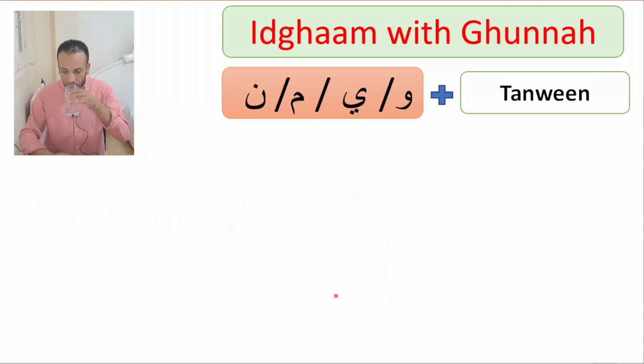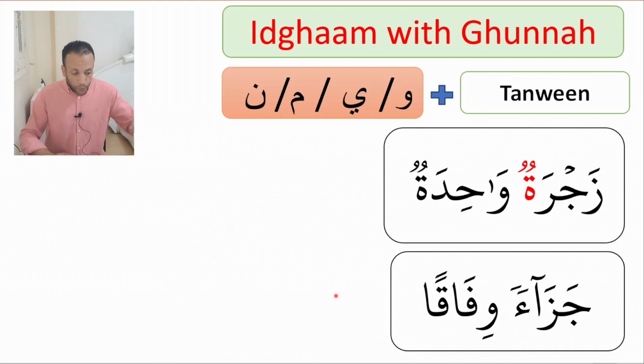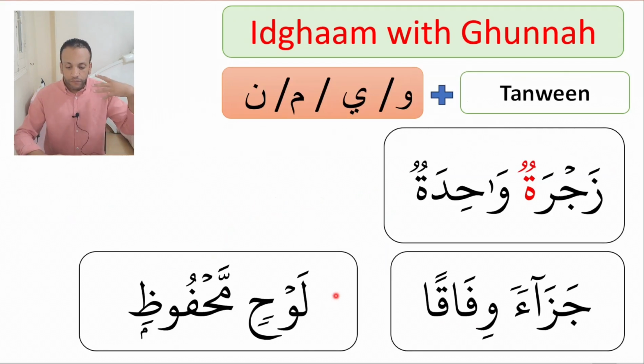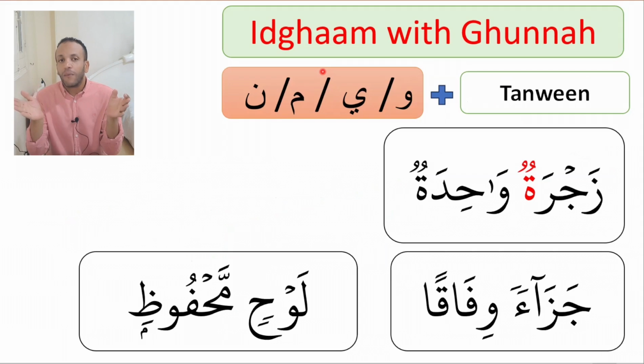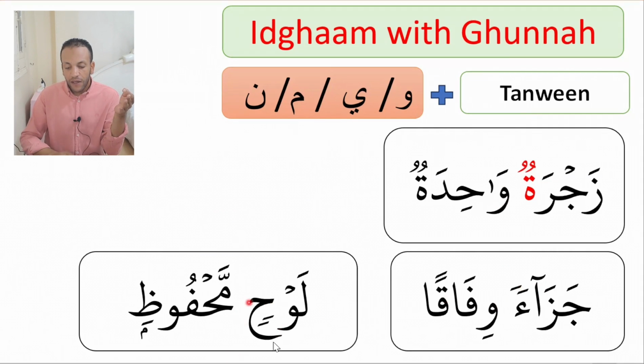What do we have more? Just to know that this Idgham, in general, will be applied with all three sections of Tanween. So here above, we have Tanween Dhamma, here Tanween Fatha, and here the last section is Tanween Kasra. We apply this rule with all three sections of Tanween. Okay.